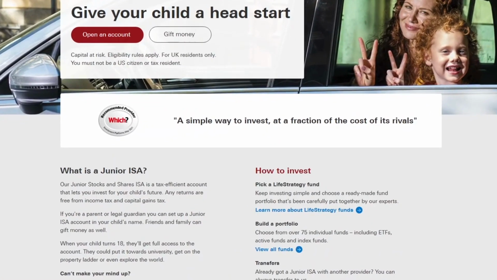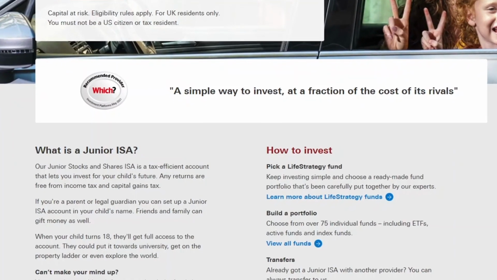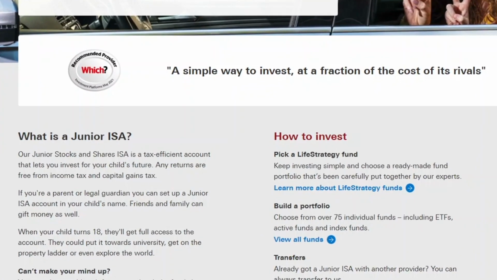The final type of account is a junior ISA, where you can invest up to £9,000 a year tax-free for one of your children under the age of 18. It's worth noting that the £9,000 tax-free allowance is separate from the other £20,000 tax-free allowance that you get in a stocks and shares ISA. So it can be useful to use those tax-free benefits towards your children.